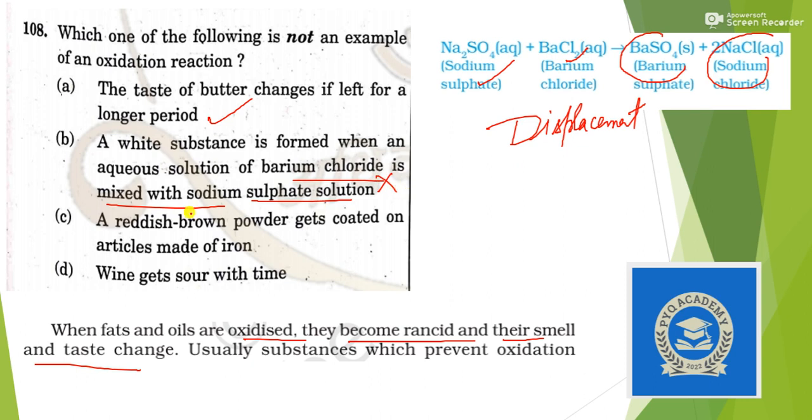So this is wrong. Then a reddish brown powder gets coated on articles made of iron. Yes, this is rusting of iron, this is an oxidation reaction. Wine gets sour with time, this is also an oxidation reaction. So our answer is option B.